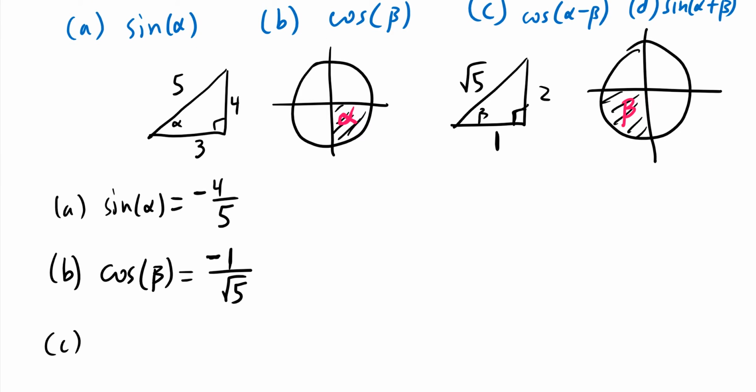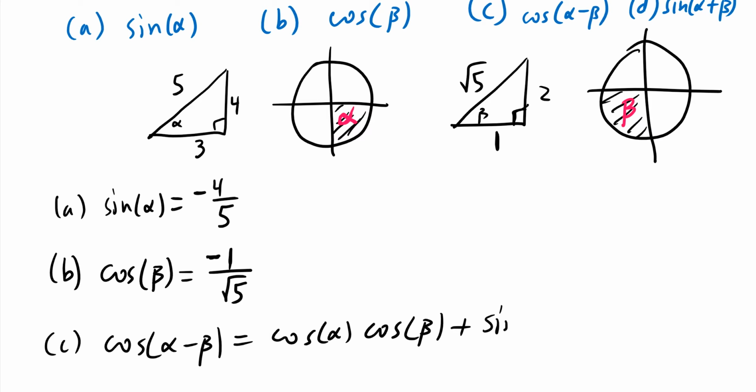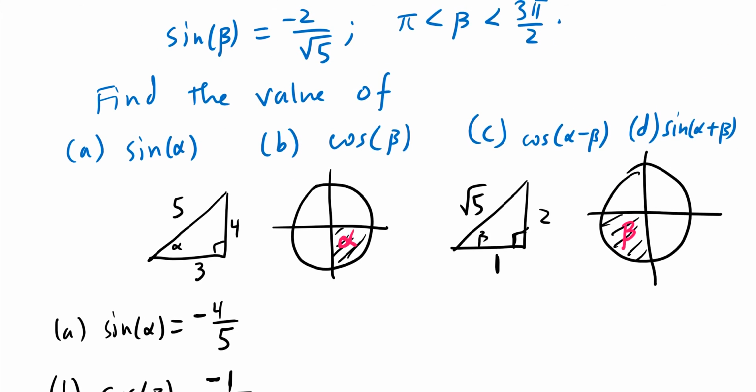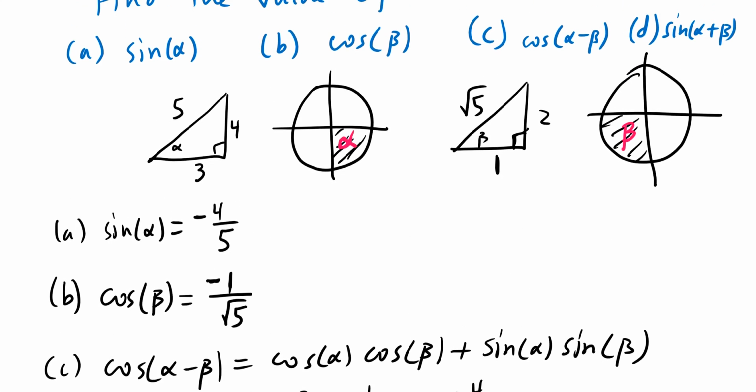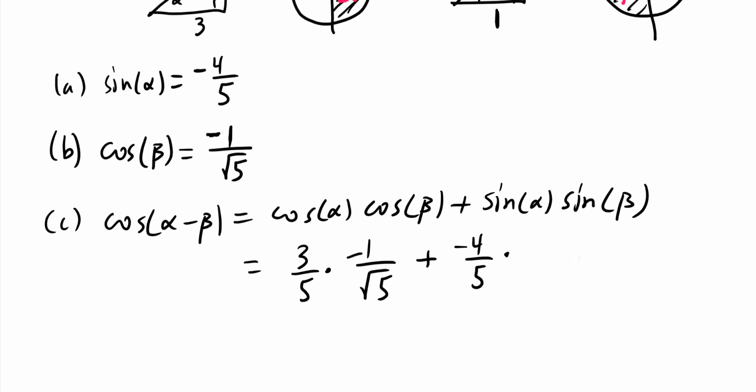For C, they want us to find cosine of alpha minus beta. This is the cosine formula, plus sine. This is not cosine alpha minus cosine beta. So let's see, cosine alpha, they give it to us, 3 over 5. Cosine beta, -1 over square root of 5. Sine alpha, -4 over 5. Sine beta, -2 over square root of 5.